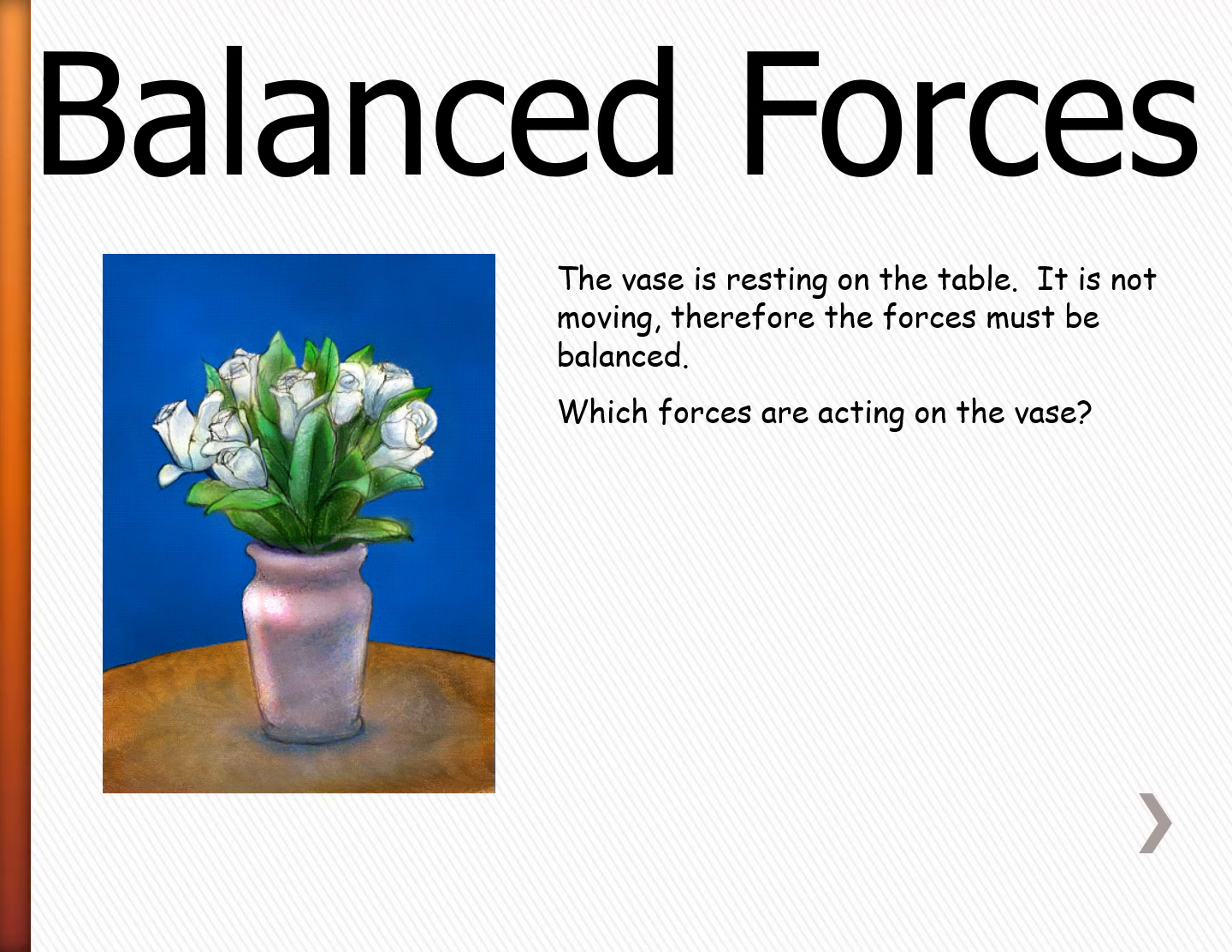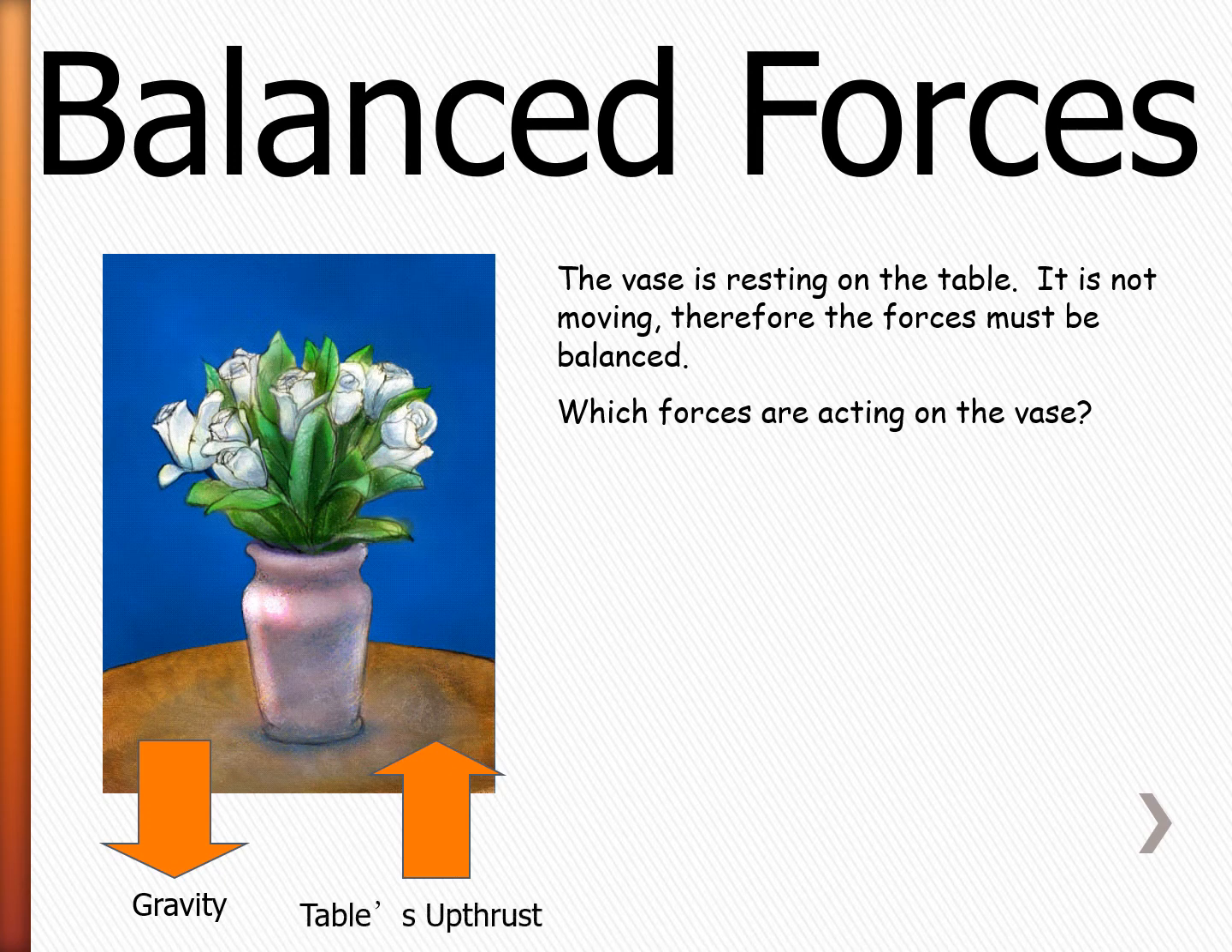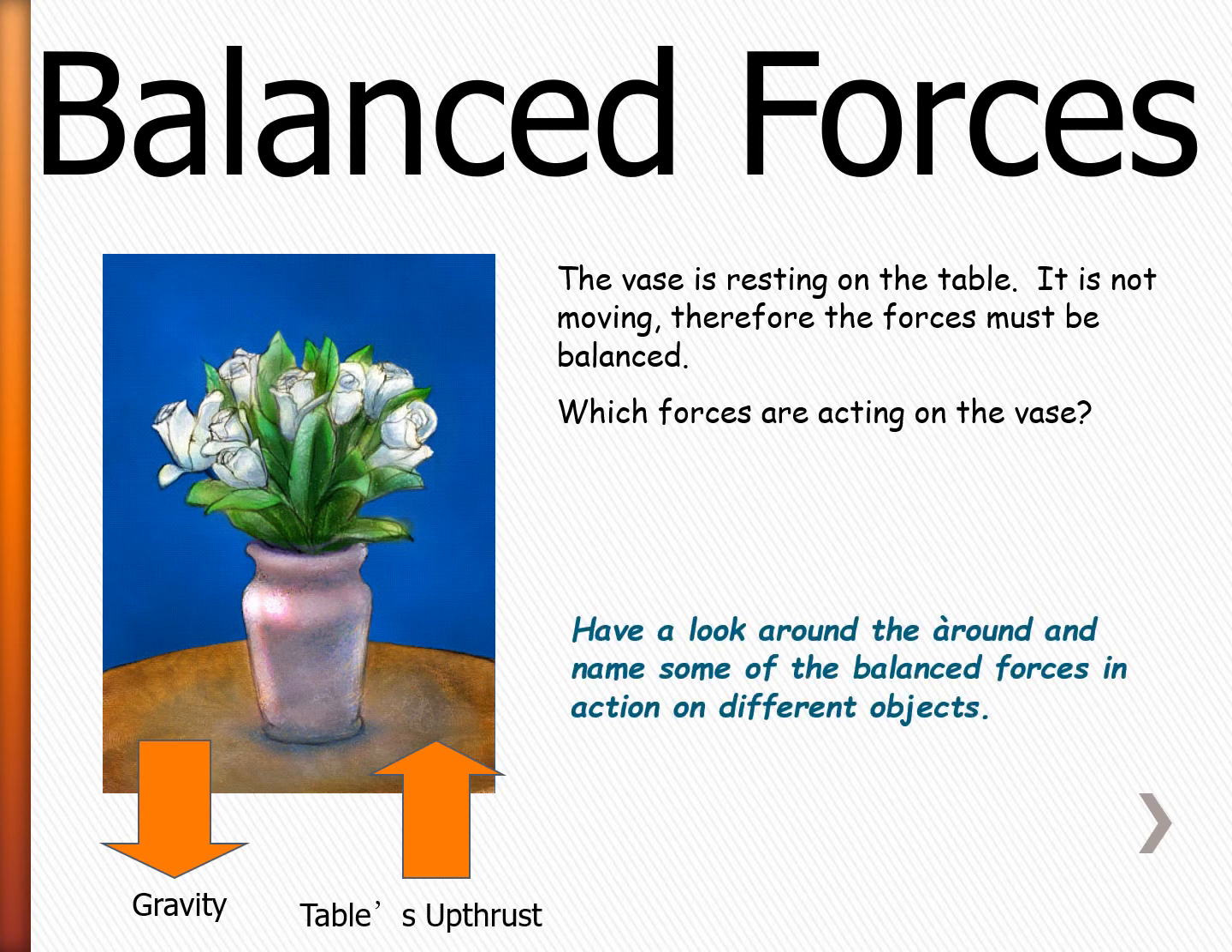The vase is resting on the table. It is not moving, therefore the forces must be balanced. Which forces are acting on the vase? We have the downward force, which is gravity, and the table's upward force. Now, have a look around you and name some of the balanced forces acting on different objects.